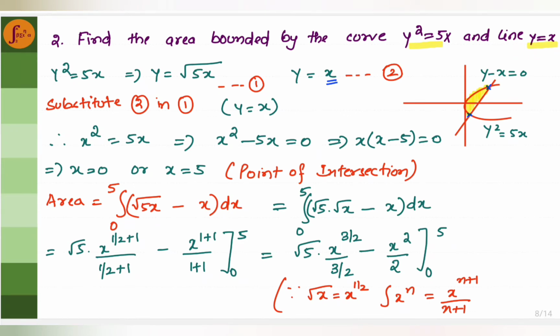Now step 1. What is step 1? We'll have to get the functions in the form of x only, right? The function should be in the form of x only. The first one is y square is equal to 5x. We'll have to get it to the form of y is equal to something related to x. So y is equal to square root of 5x. So we need to get a single power of y, right? So this is equation 1. Now equation 2 is the line equation, y is equal to x. There is nothing much to do here. Just leave it as is. So this becomes our equation 2. So our step 1 is completed.